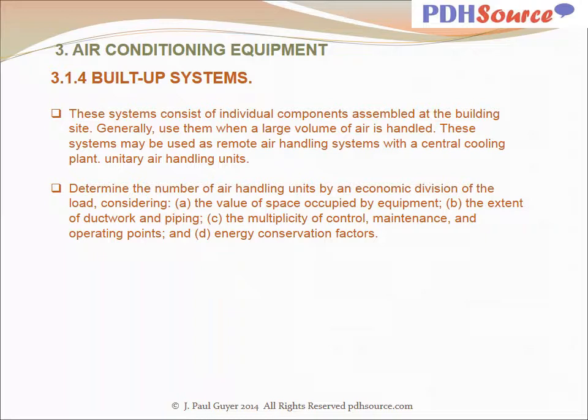Another category of units is built-up systems. These consist of individual components assembled at the building site, and they are generally used where large or unusual air conditioning requirements exist, such as industrial processes and so on. These systems may be used as remote air handling systems with a central cooling plant, or unitary air handling units. Determine the number of air handling units by an economic division of the load, considering the value of space occupied by equipment, the extent of ductwork and piping, the multiplicity of control, maintenance, and operating points, and energy conservation factors.